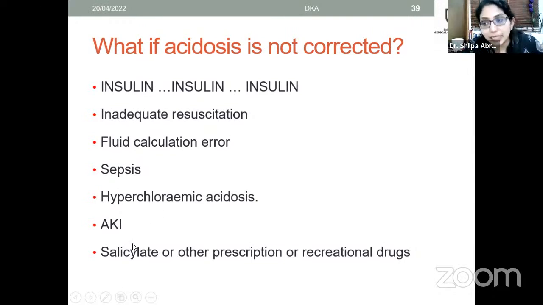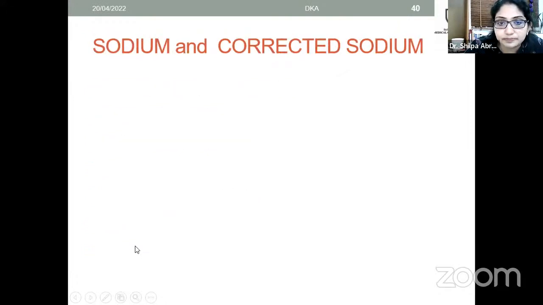Then if the child is developing AKI, that's another reason why your acidosis may not be getting corrected, or it may be, very unusually, some drugs.